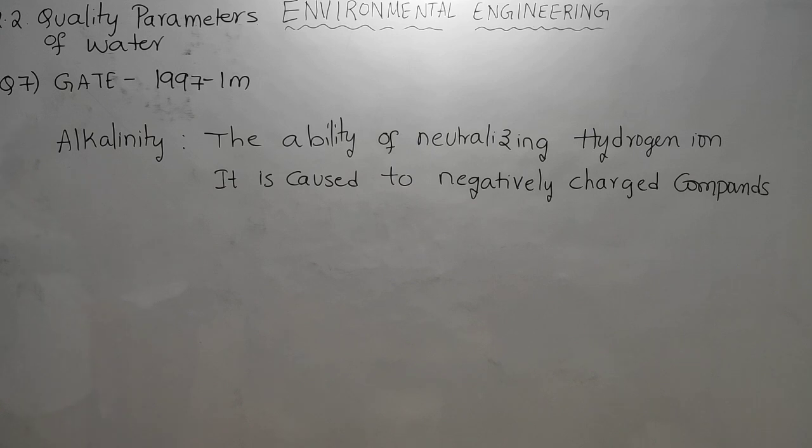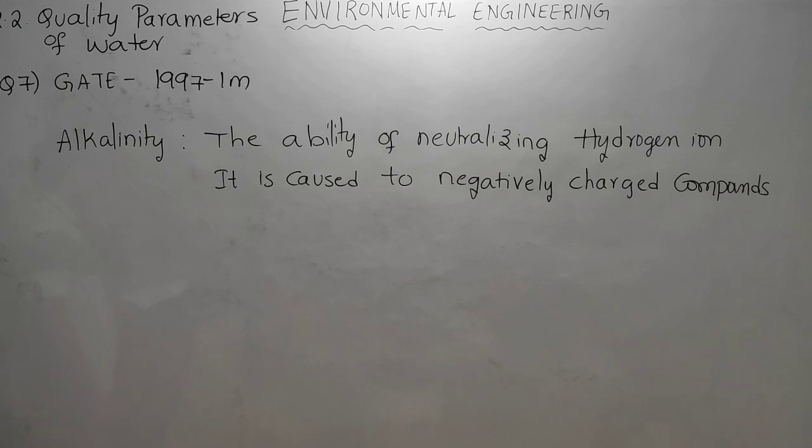And the fourth option, let us see, it is a measure of ability of water to neutralize hydroxides. Again, hydroxide is OH minus. So OH minus is an anion. These are also anions. So anion cannot neutralize another anion. So that is why option D is also wrong. So option C is the right answer. So let us go to the next question.